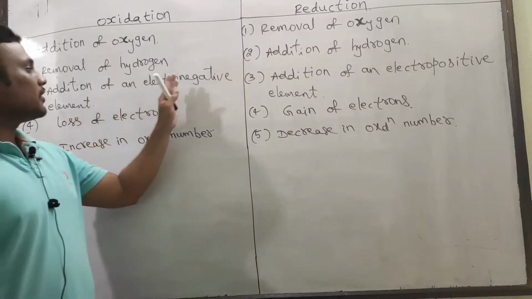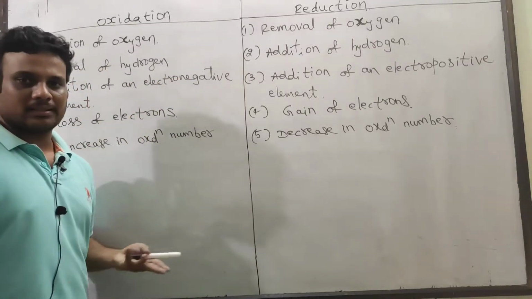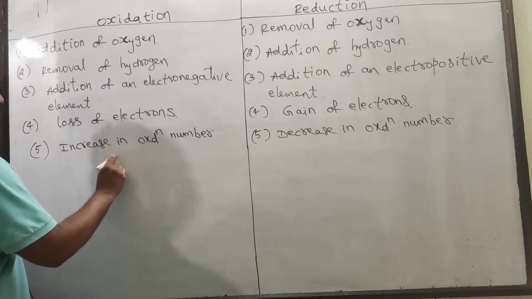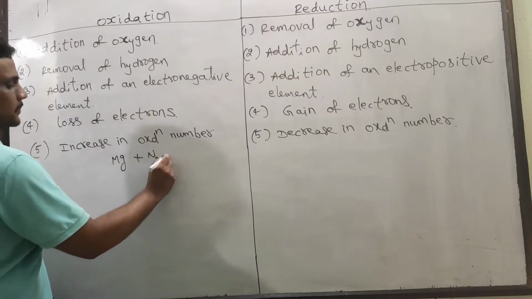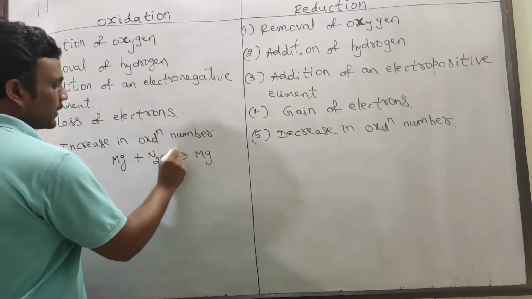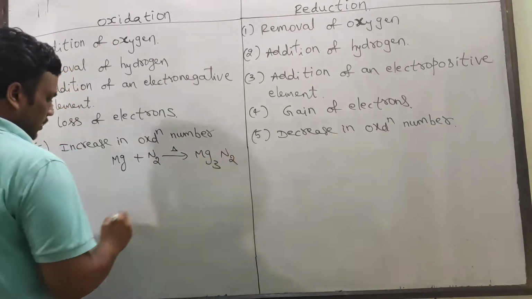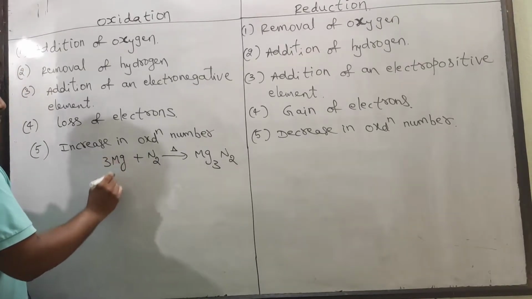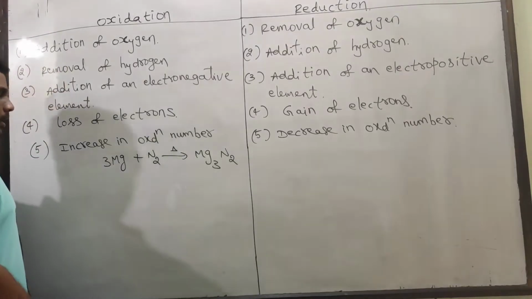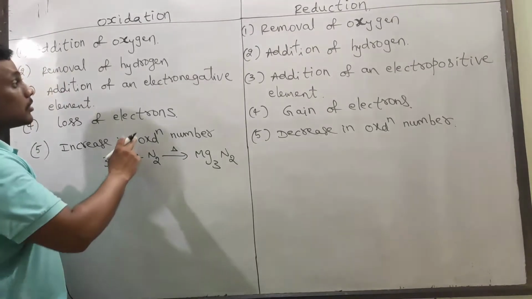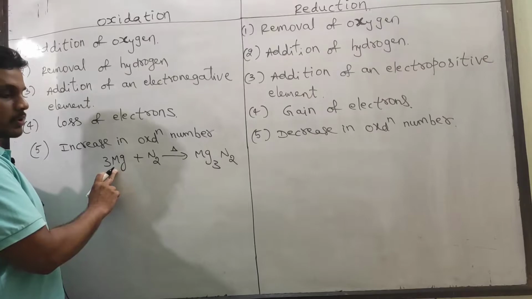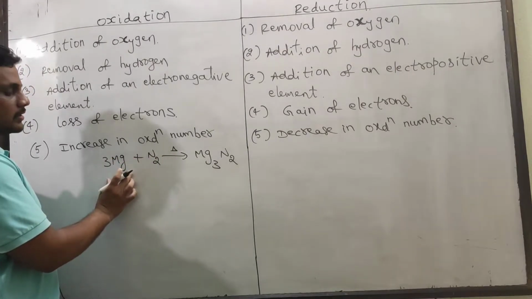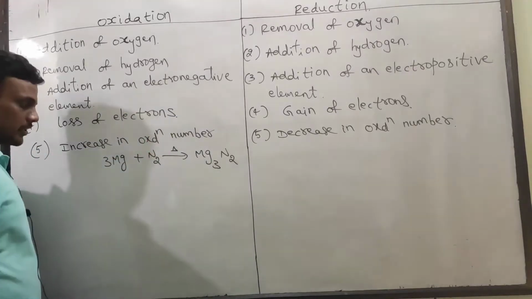Next, addition of an electronegative element, just like oxygen. Oxygen is, we know, the second most electronegative element. So when any electronegative element is added, some product is formed. We know second group elements easily react with nitrogen: 3Mg plus N2 gives magnesium nitride as the product. So an electronegative element is added to magnesium. Nitrogen is the more electronegative element, and this is added to magnesium. So we can say that magnesium undergoes oxidation.